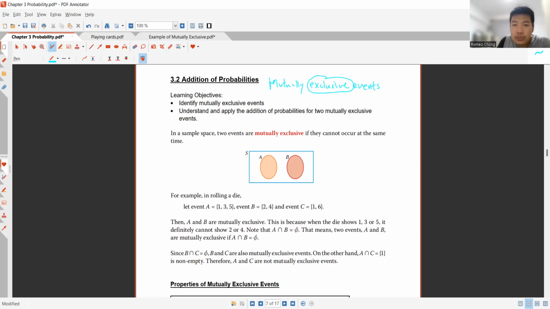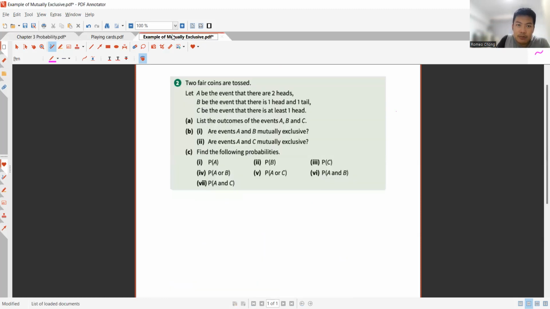Okay, so I'm going to go through one example. I will use the example to let you understand what is the meaning of mutually exclusive. Then after that, we will also define the additions of probabilities, I mean the formula. Okay, so let's look at this example.